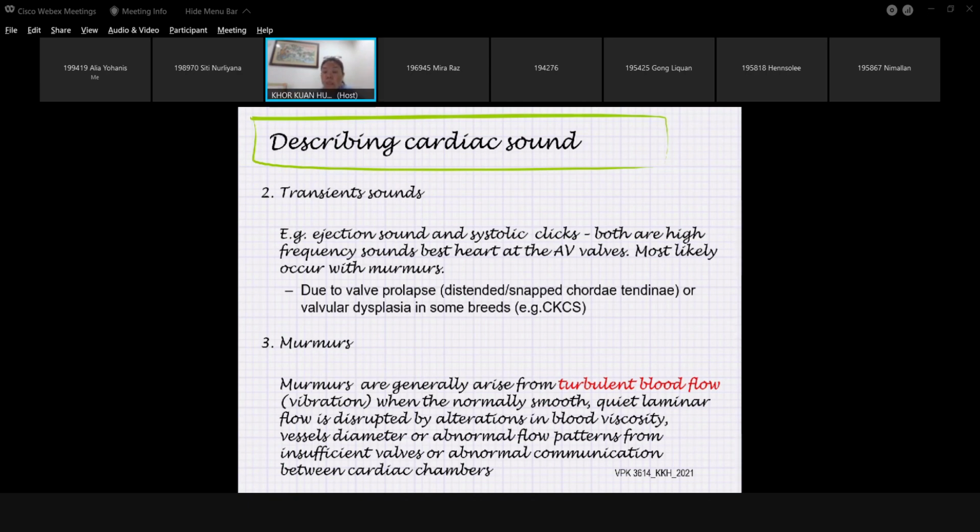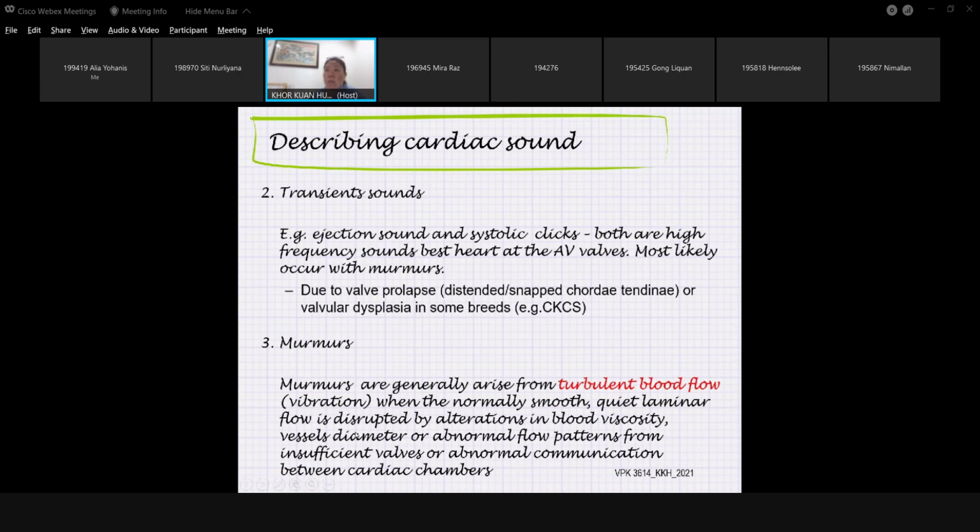Okay, can you understand this definition? It means there's a flow disturbance or altered blood viscosity. Blood viscosity changes can sometimes be related to anemia. Normally you would have a normal PCV, and now it has anemia because of some form of blood loss. Anemia can give you a murmur too. That's what we call a physiological murmur.